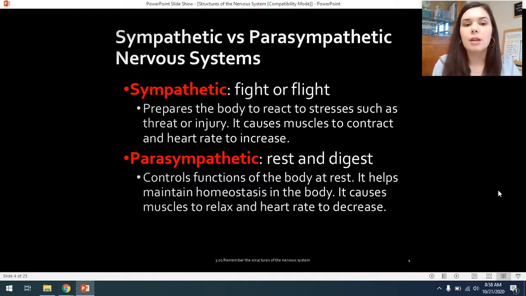Your parasympathetic nervous system is called the rest and digest nervous system, and it controls functions of the body when you're just at rest. So it helps to maintain homeostasis, and it causes the muscles to relax and the heart rate to decrease. It's basically the opposite of your sympathetic nervous system.